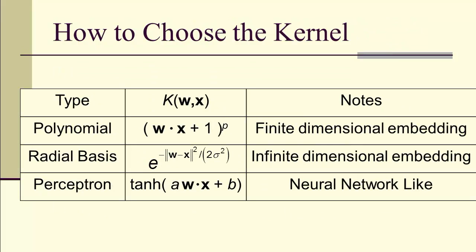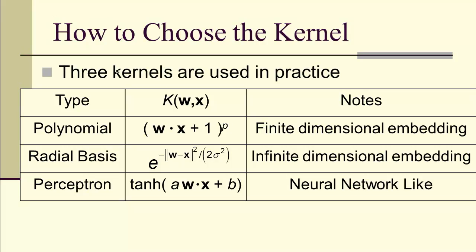The polynomial kernels correspond to a finite dimensional embedding. The radial basis function corresponds to an infinite dimensional embedding. You can think of the exponential here as sort of a polynomial kernel with p going to infinity in some sense. And then the perceptron gives us a neural network-like kernel. So these are the 3 kernels that are used in practice.